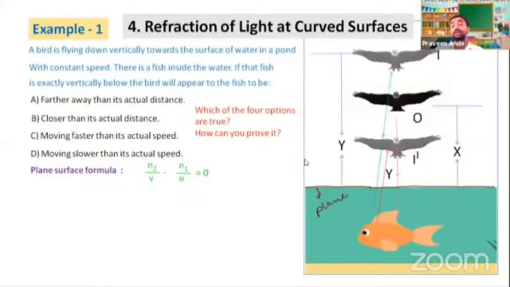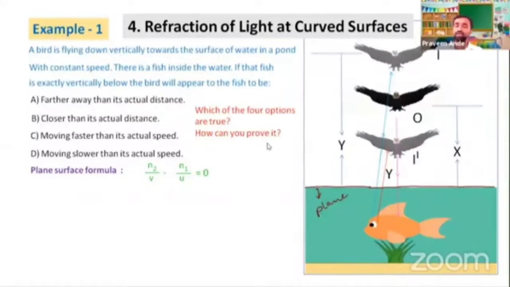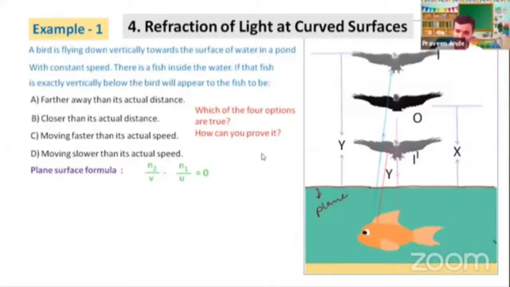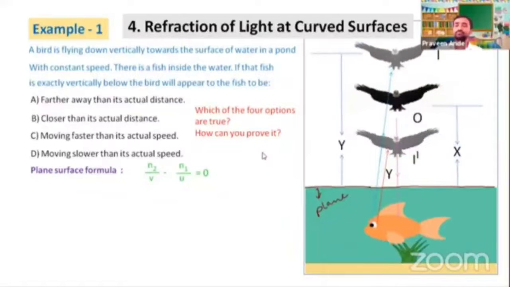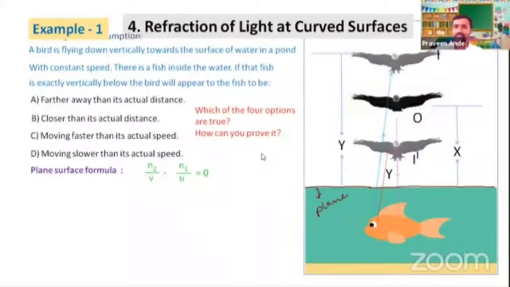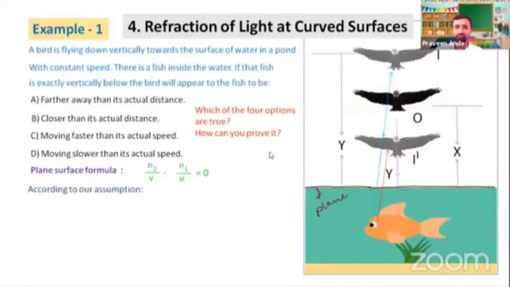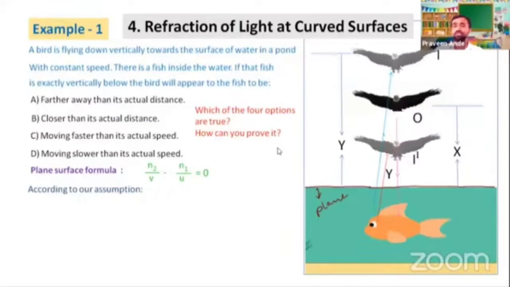This is our formula. Here what are n1 and n2? n1 is the refractive index of the first medium. n2 is the refractive index of the second medium here. Okay. According to our assumption, where is the object?